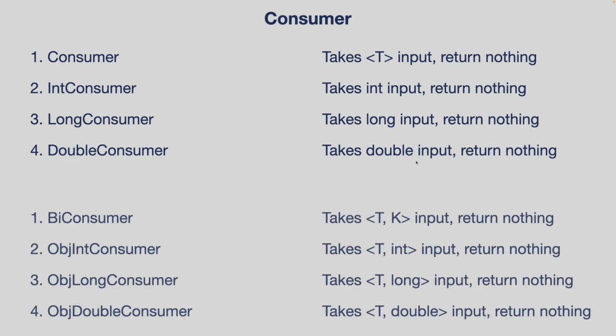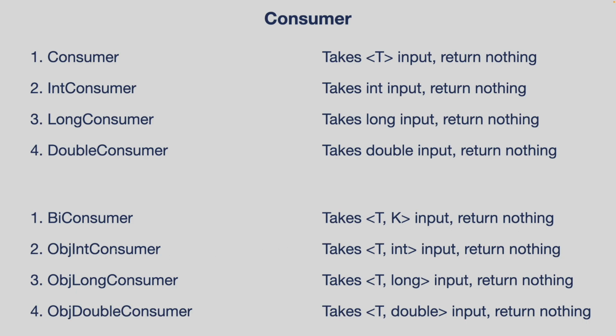Now the second type of consumer are the ones that take two inputs. So first is the BiConsumer. BiConsumer is the default type of the consumer, because this is taking T and K, any type of two inputs, and returns nothing.